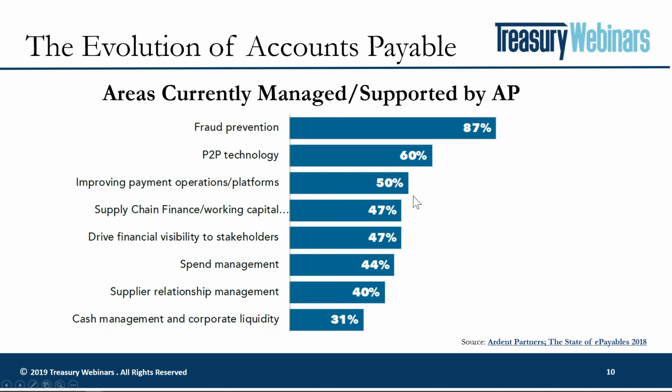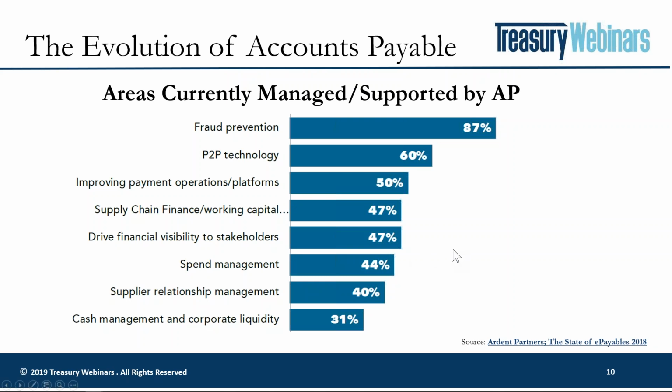Improving payment operations, so platforms. So again, this goes with technology, supply chain finance, working capital. So how do we support that? We need to get visibility into our discounts. So one of the things that some companies don't have visibility in is how well are you doing at taking advantage of those discounts? It almost always makes sense to take a discount. And then, of course, as you can more efficiently process the number of days it takes to process an invoice, then you can start to do some dynamic discounting as well.